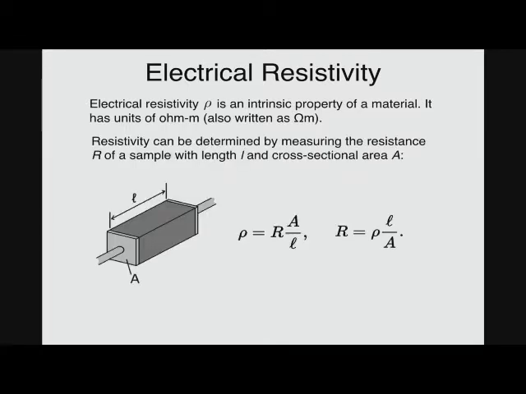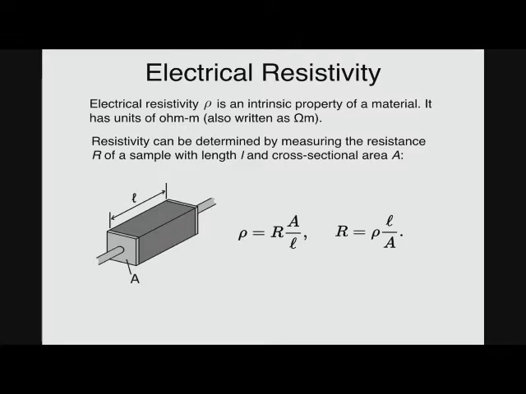And you can determine resistivity of a sample simply by putting it in a series circuit and measuring its resistance. So you could use an ohm meter, although in practice we use much fancier approaches than that. You measure the resistance of this sample, and then you simply scale it by the cross-sectional area and the length, and that gives you the resistivity. So this is resistivity. It's just like density or seismic velocity.